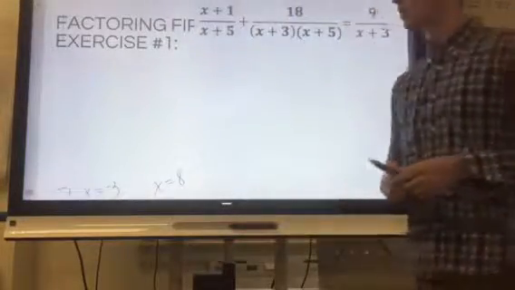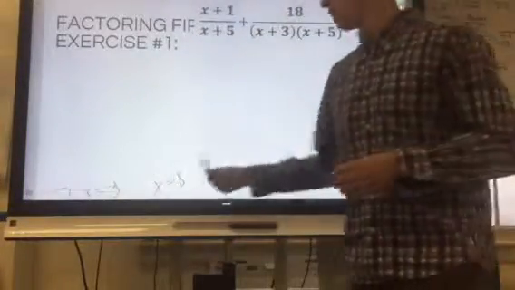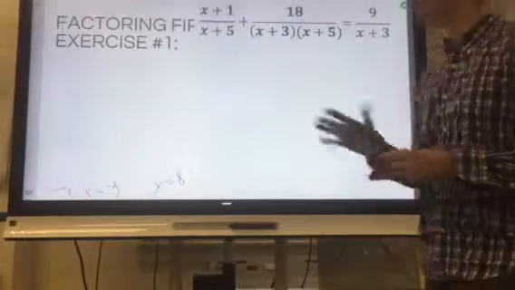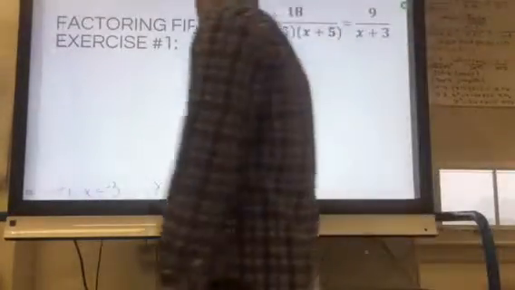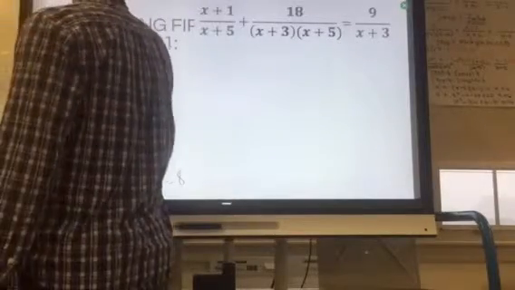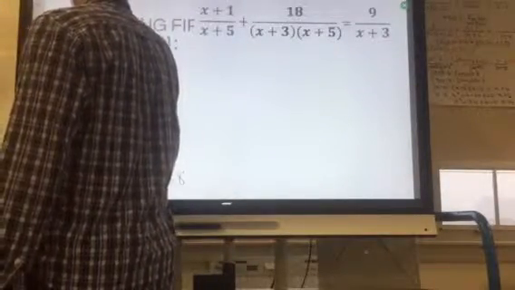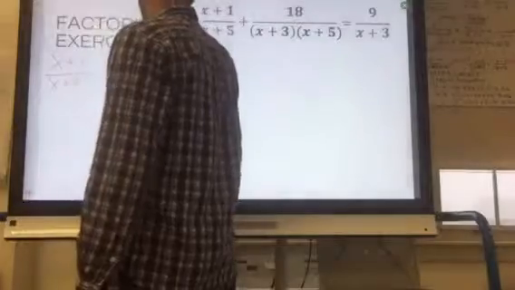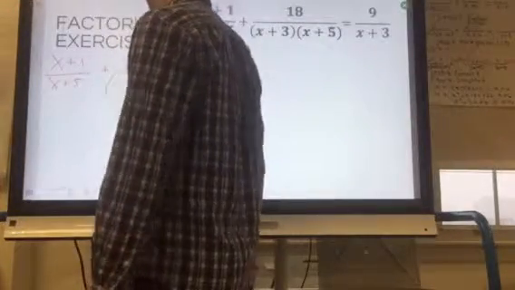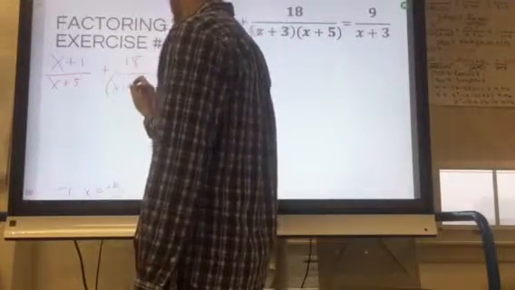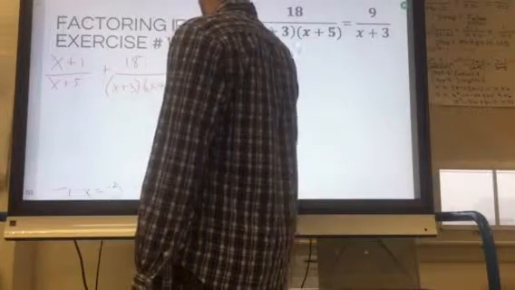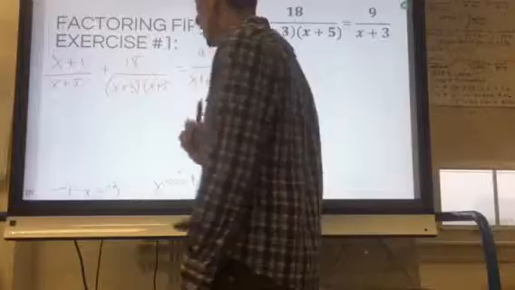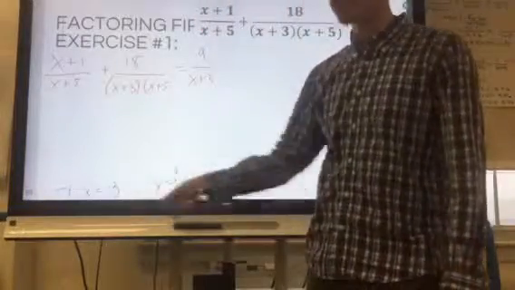Okay, let's play. So we have negative 3 and 8. What we need to do is check our work against our original expression. So I have x plus 1 over x plus 5 plus 18 over x plus 3 times x plus 5 equals 9 over x plus 3. Let's start off by checking x equals negative 3.